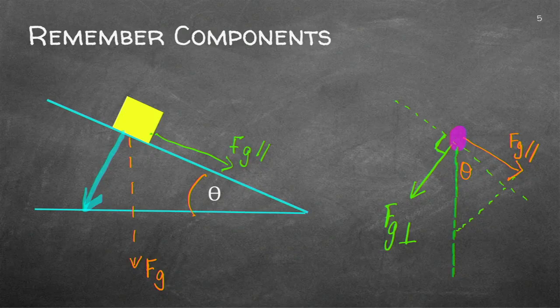What would the parallel force be? Well, it's adjacent to this angle. So that would be the weight times cos of that angle, because it's adjacent. Remember, cos is adjacent over hypotenuse. And your hypotenuse is that angle, the right angle, and that side. So I've got the cos representing the parallel force.